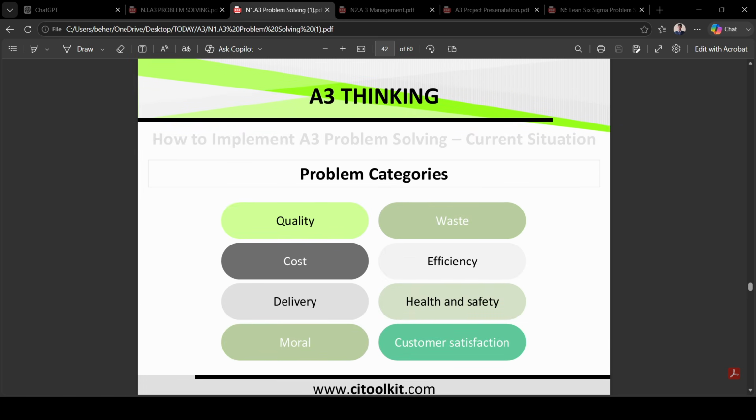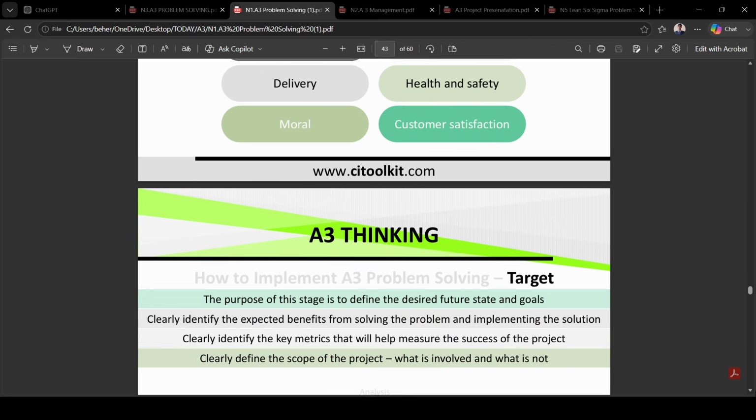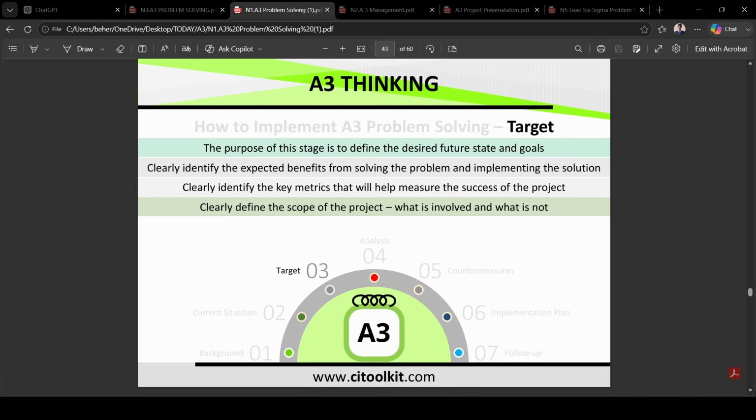So, problem categories: quality, cost, delivery, morale, waste, efficiency, health and safety, customer satisfaction. A3 thinking target, how to implement the A3 target. The purpose of the stage is to define the desired future state and goals, to clearly identify the expected benefit from solving the problem and implementing the solution. Clearly identify the key metrics that will help measure the success of the project. Clearly define the scope of the project, what is involved and what is not.